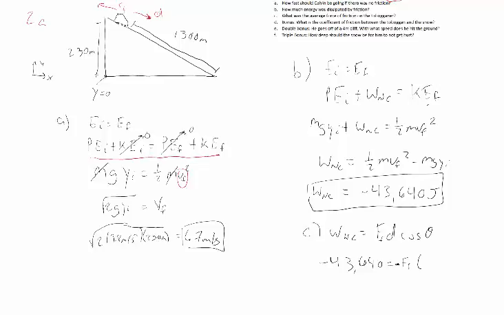Again, this is the distance traveled. This isn't the height. This is the total distance over which the sled traveled, from the top the whole way down to the bottom. That distance is 1,300 meters. So if we divide this by 1300, we get that the average force of friction is equal to 33.6 newtons.